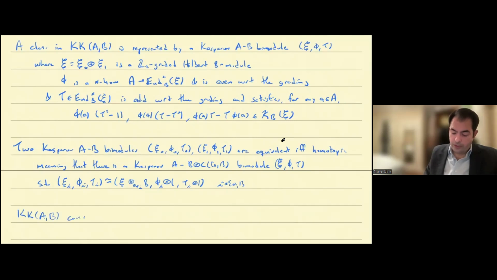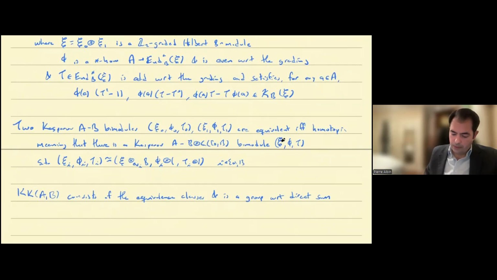KK consists of the equivalence classes and is a group with respect to the direct sum. Right, there's also KK1, which you can define in the same way, but using ungraded objects.